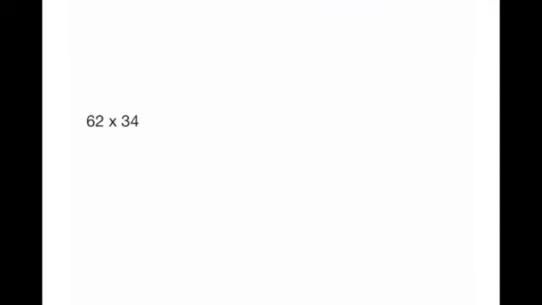Looks a little more complicated because now we have 2 numbers down here. So 62 times 34. We start with this first one and we multiply it over here. So 4 times 2 is 8. And 4 times 6 is 24.